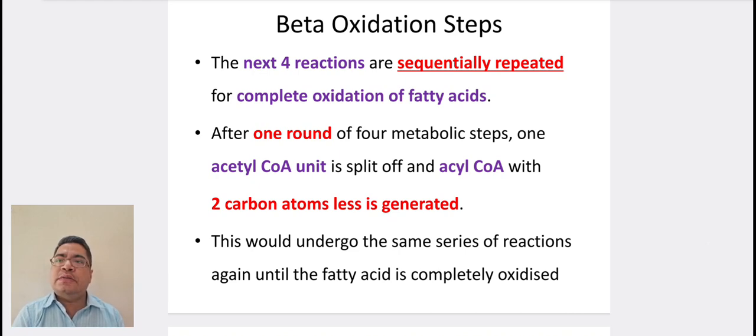Coming to beta oxidation steps. The next four reactions are sequentially repeated for complete oxidation of fatty acids. After one round of four metabolic steps, one acetyl CoA unit is split off and acyl CoA with two carbon atoms less is generated. This would undergo the same series of reactions again until the fatty acid is completely oxidized.